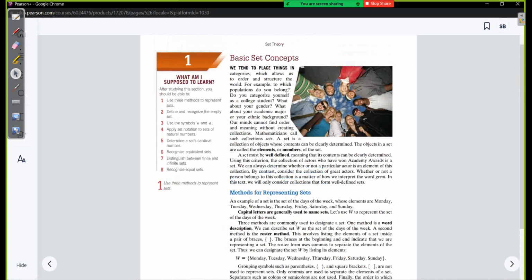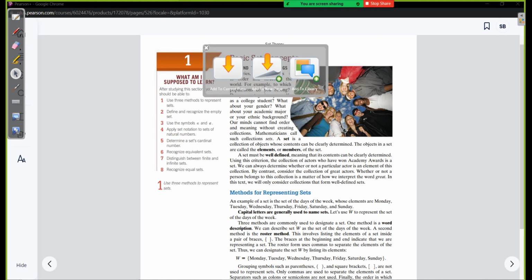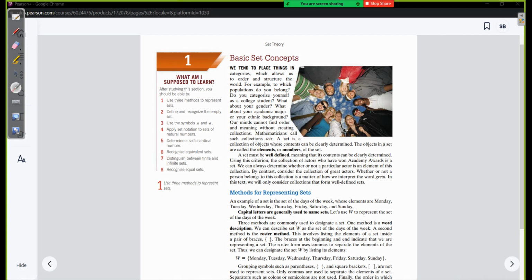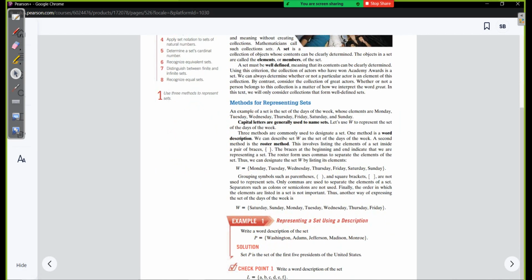Let's go ahead and talk about that. A set is a collection of objects whose contents can be clearly determined. The objects in a set are called elements or members of the set. A set must be well defined, meaning that its contents can be clearly determined. Next are our methods for determining a set, along with example 1.